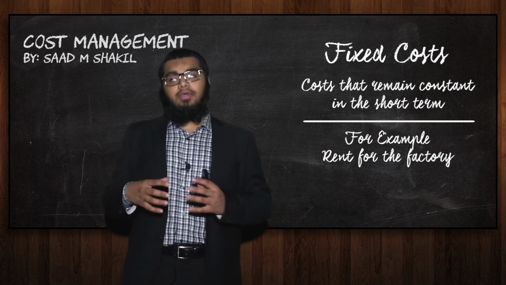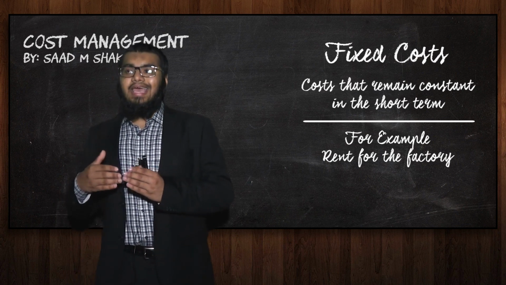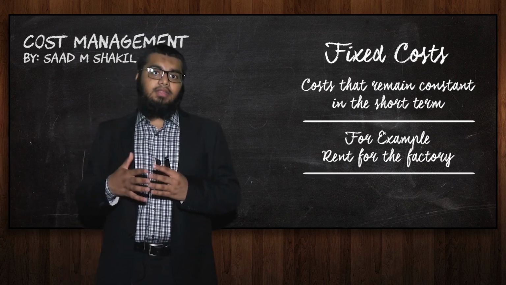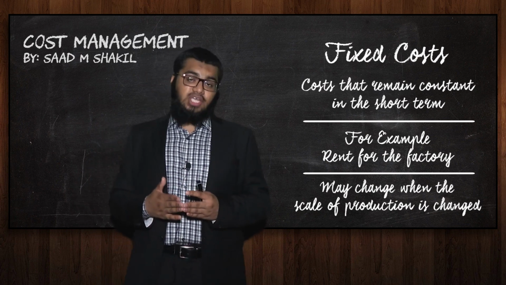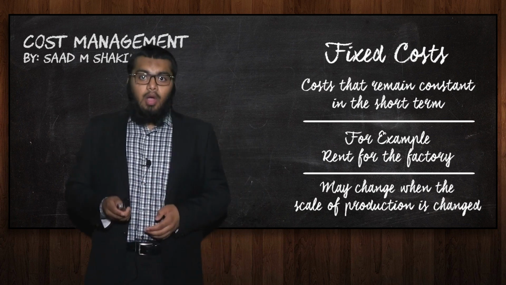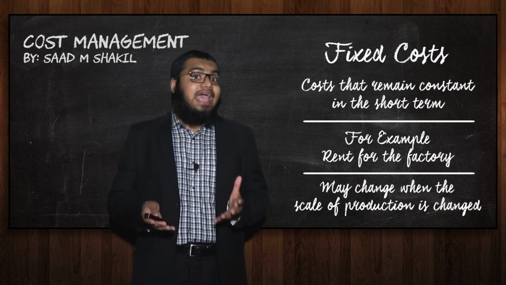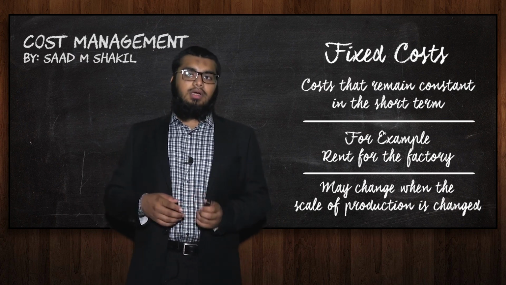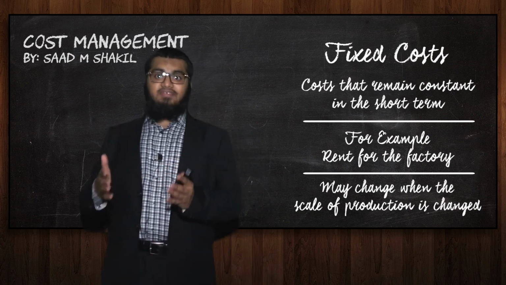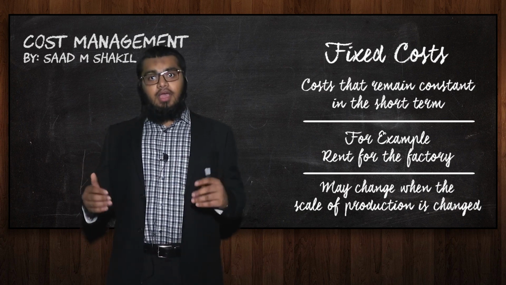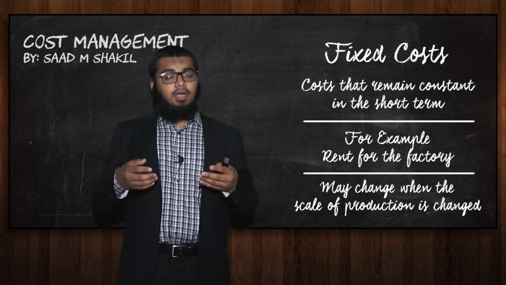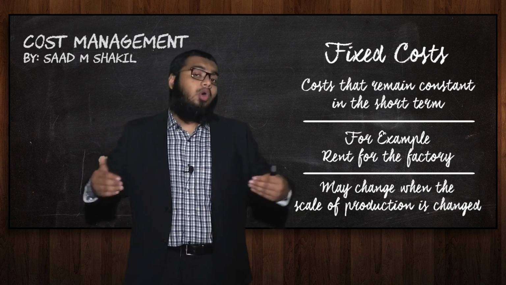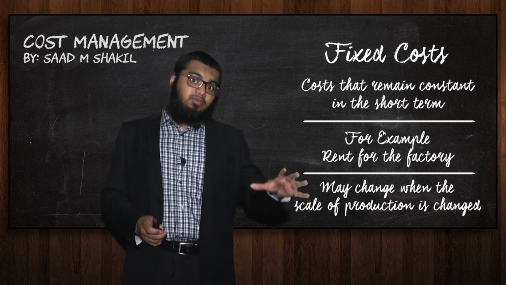What you need to understand though is, in the long term, the fixed costs have a possibility of changing. And that happens when there is a change in the scale of production. So, for example, you're producing 500 units generally. If you're going to produce 501 units or 502 units, or slightly more or less units, the rent of the factory would remain the same.